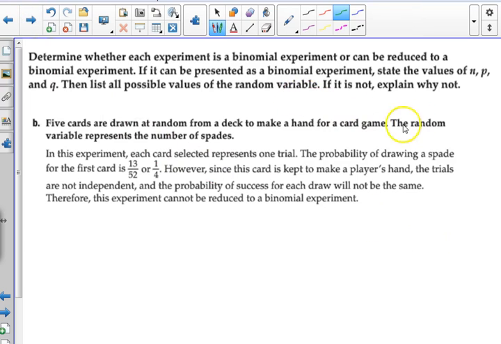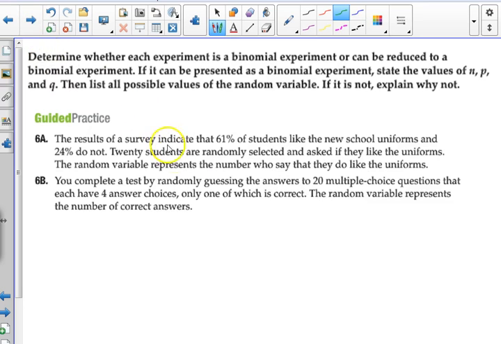5 cards are drawn from a deck. The random variable represents the number of spades. When they hand you a card, it's either going to be a spade or it's not going to be a spade. Yes. So you have a 1 in 4 chance of spades, 3/4 not spades. So that is considered a binomial experiment.